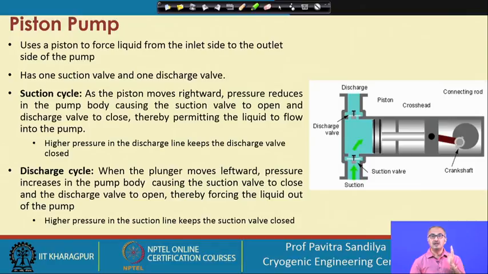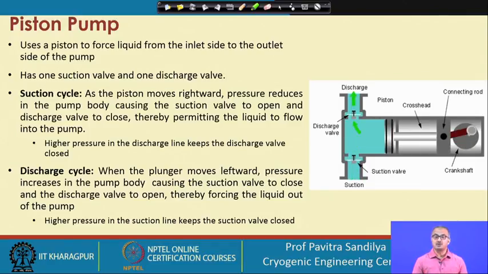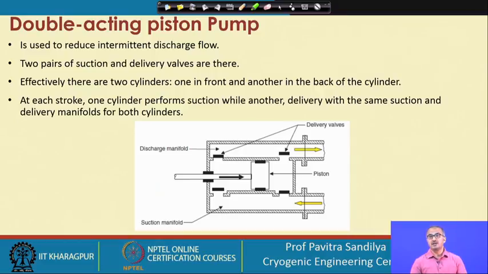Sometimes the flow will be there and sometimes it will not, but generally we want a constant flow rate. So for that we go for a double acting pump, to reduce the intermittency in the discharge flow. And we now have two pairs of suction and delivery valves. You can see this is one suction line, this is another suction line. This is one delivery valve and this is another delivery valve.